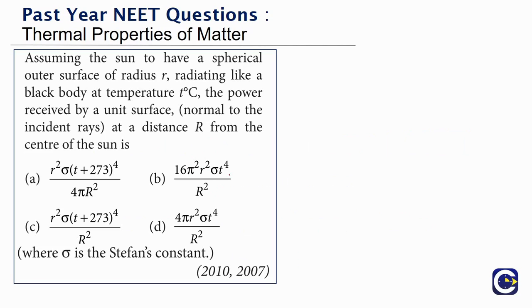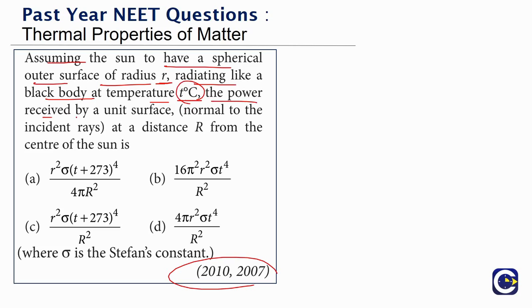We will start with a question that is about thermal radiation. This kind of question has come in multiple years. Assuming the sun to have a spherical outer surface of radius small r radiating like a black body. So we have to assume that the sun is like a black body at a temperature T in Celsius. It is important because in the radiation formula, the temperature we use will be temperature on the Kelvin scale.